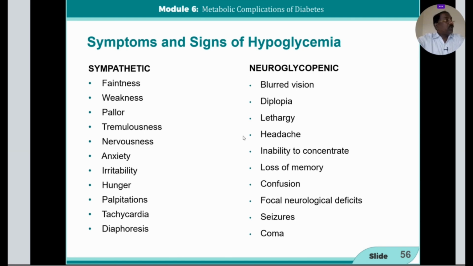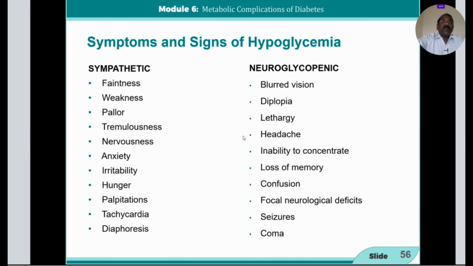So this shows you the symptoms of hypoglycemia. The sympathetic and neuroglycopenic, both are common in diabetic individuals. Sympathetic is very common in young hypertensives, and neuroglycopenic is very common in elderly hypoglycemic or diabetic patients with a long duration. Okay. So what are the sympathetic symptoms?